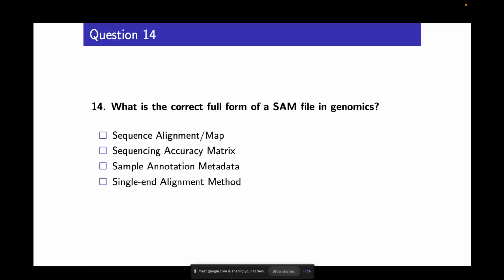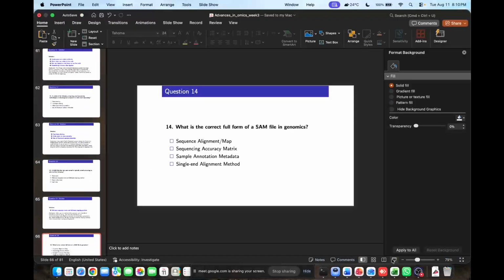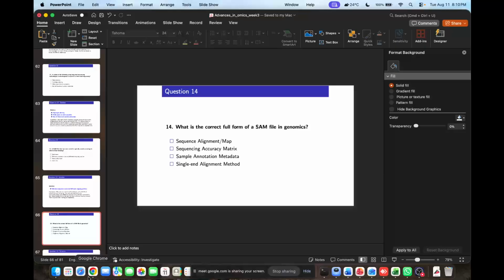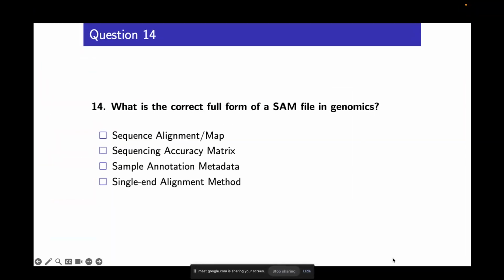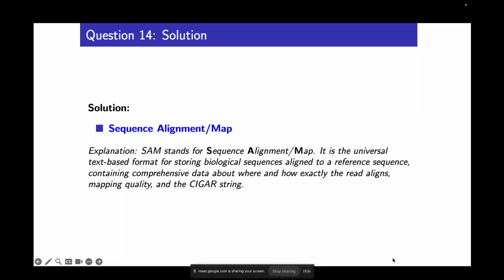Yeah, this should be very easy. Yeah, that's correct. It's Sequence Alignment Map. That is what SAM stands for. This is a human-readable format. If you convert it into a binary-based format, that will be BAM, and this is SAM. So yeah, moving on.